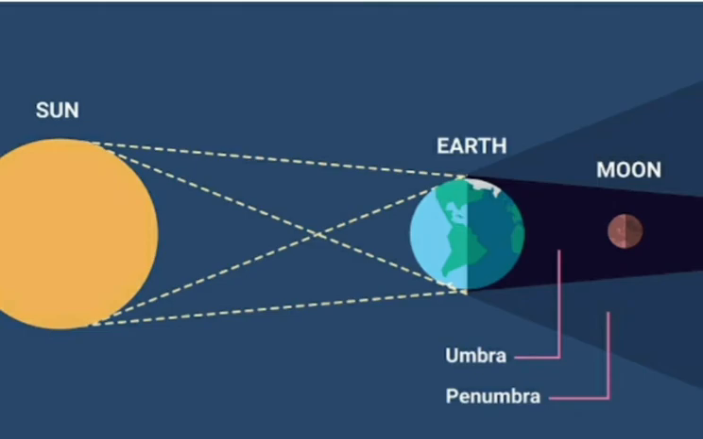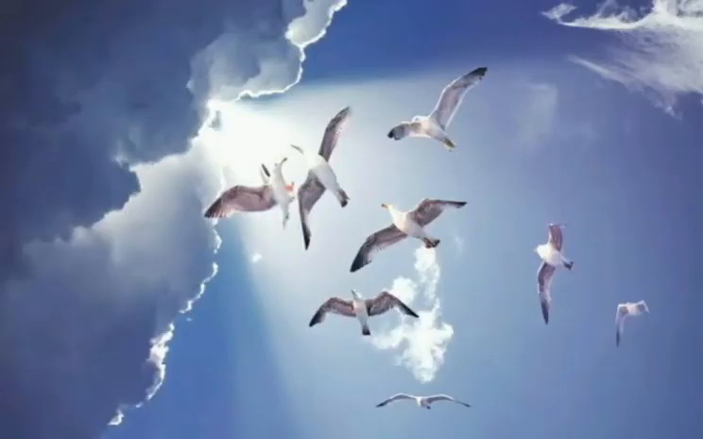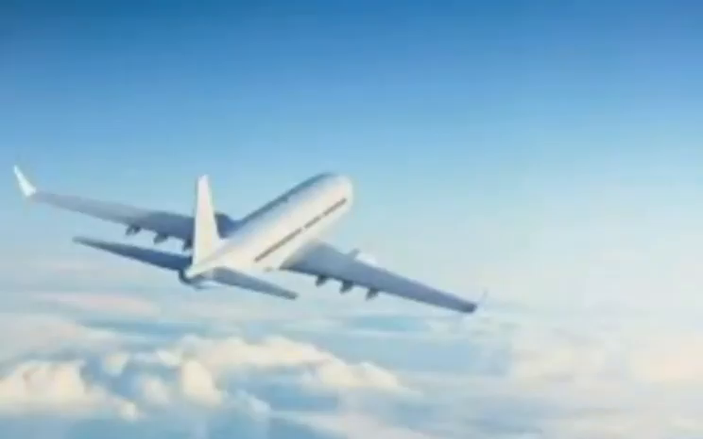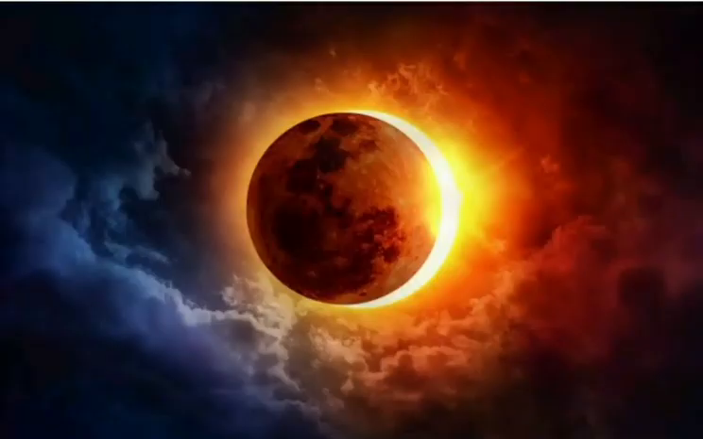Here there are some questions. Why do birds, kites and aeroplanes that fly high in the sky not cast their shadow? That's because the source of light, that means sun, is millions of times larger than these objects. So the umbra is not formed and the penumbra is too faint. Clear? All of you clear?